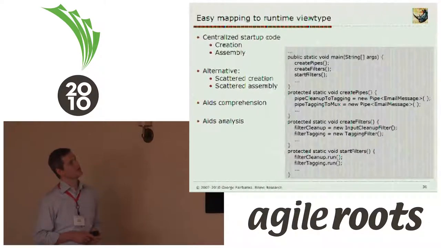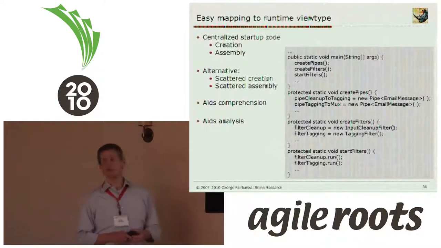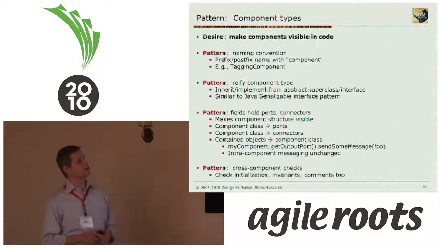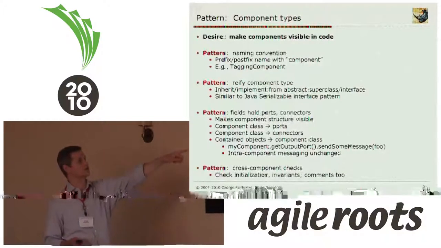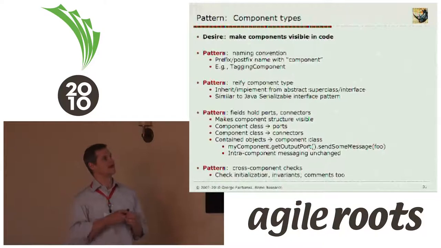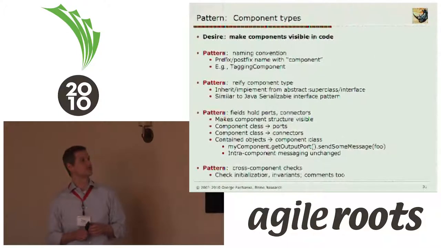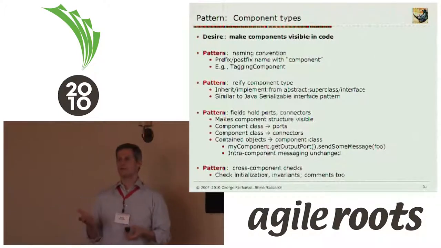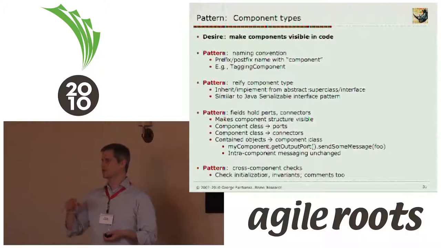Okay, so here's the next desire, to make components visible in the code. We can use a naming convention. So you could prefix or postfix the name with component, like tagging component, to represent the component for tagging in the example. Another one is we can actually reify a component type. So in other words, what is that pattern called where you use an interface to mark something like serializable? Is that a marker? Yeah, marker interface.